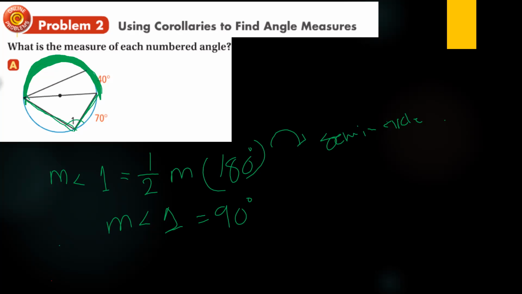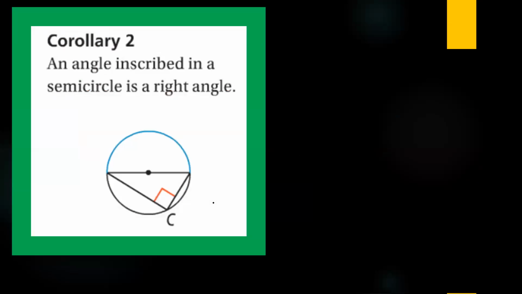Okay, so 1, it's a right triangle. Yes, it's 90. Okay, yeah. Oh, yeah. Thank you, teacher.